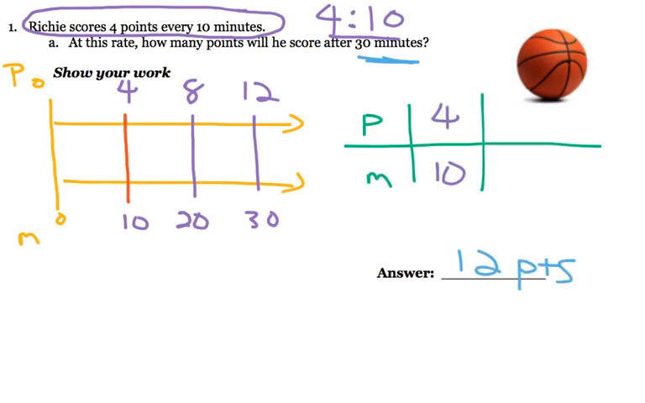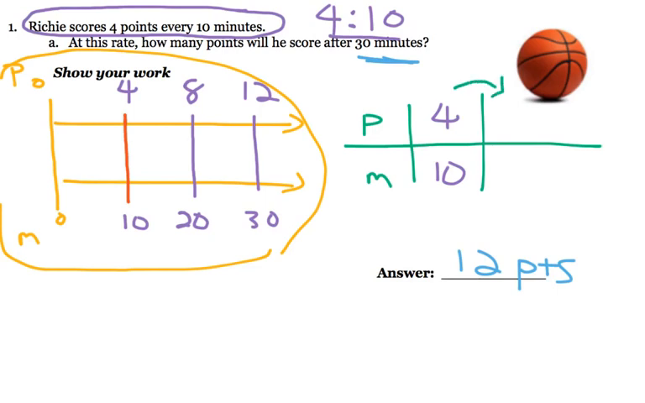We could have also used a ratio table, which I started to set up. You start with your starting ratio of 4 to 10. And then from there, it's basically the same idea as this, right? Every 10 minutes is another 4 points, but because we're adding over and over again, we can just use multiplication, which does the same thing, but shorter.